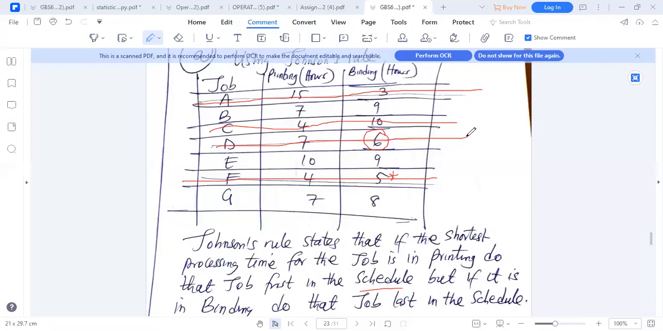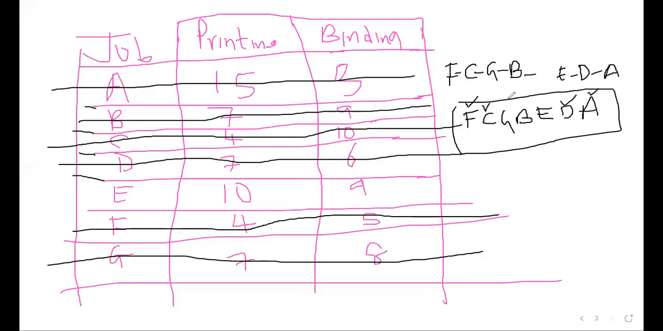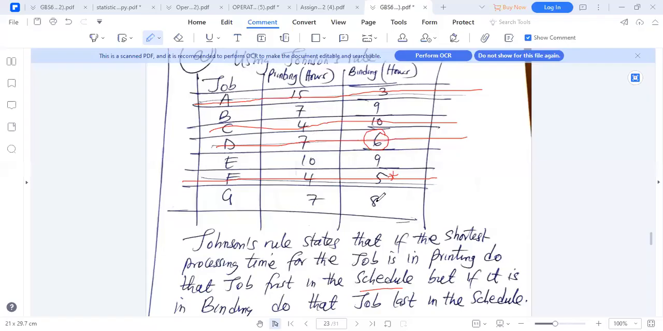Then the other one to work on is between B and G. For the remaining times, G should be done earlier than B, because it has a shorter time in the other department. G has a shorter time here. So we do it earlier. Then B comes in. Then the remaining one is just E. So this is the job sequence.